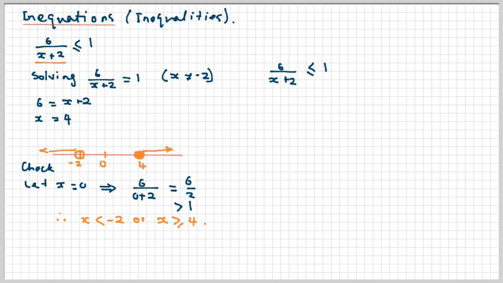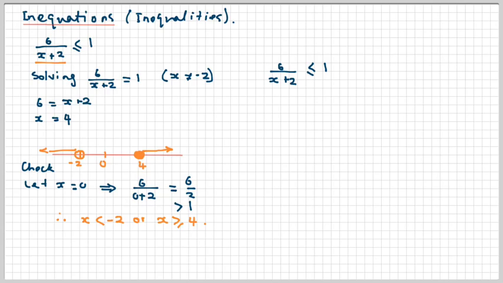Now, here's the issue. If I'm not going to turn it into an equality and just try to solve this, what I need to worry about is when you multiply both sides by a negative number, the sign needs to flip the inequality sign. Now, if I have x plus 2, that can sometimes be positive, sometimes be negative. But if I multiply both sides by the square of x plus 2, then I overcome that problem.